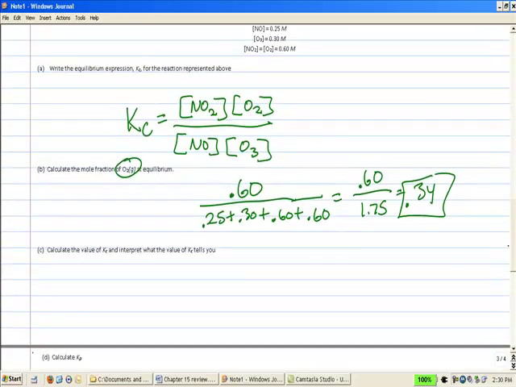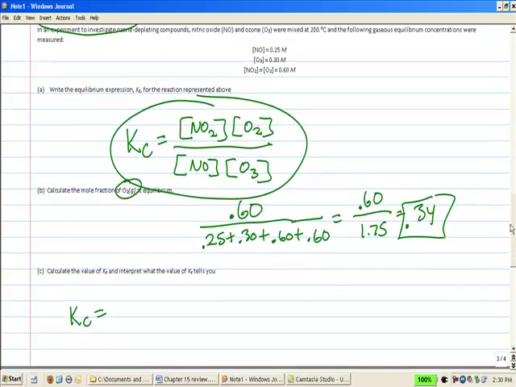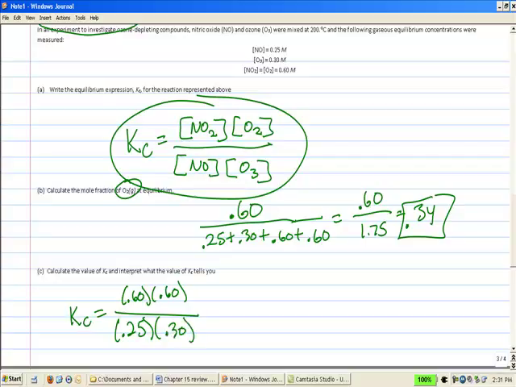Okay, and then C, calculate the value of Kc and interpret what the value of Kc tells you. So we know Kc is right here. So we're just going to put our numbers into the equation. The concentration of NO2 is 0.6. Concentration of O2 is 0.6. The concentration of NO is 0.25. And O3 is 0.30. So 0.60 times 0.60 divided by 0.25 times 0.30 equals a value of 4.8.